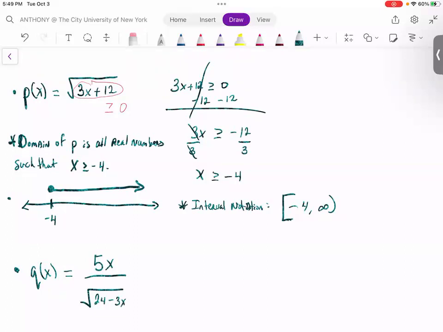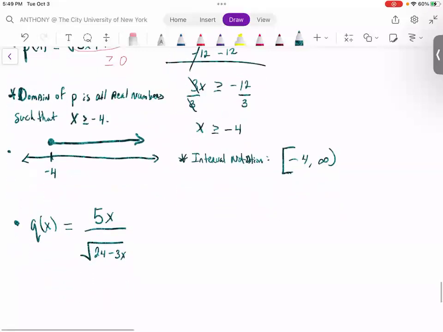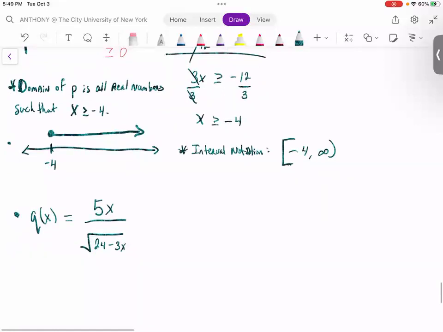A couple of things happen in this example. Sorry, I'm going to slide it up so that you guys can see it. First of all, where is the square root located? The square root is located in the denominator. That's right. And we know that in the case of your denominator, you're trying to find the value of x that makes that denominator 0.